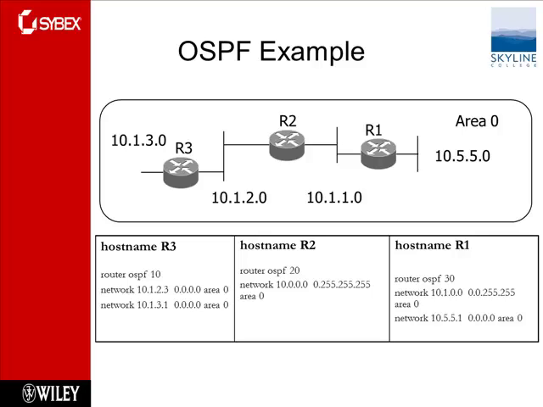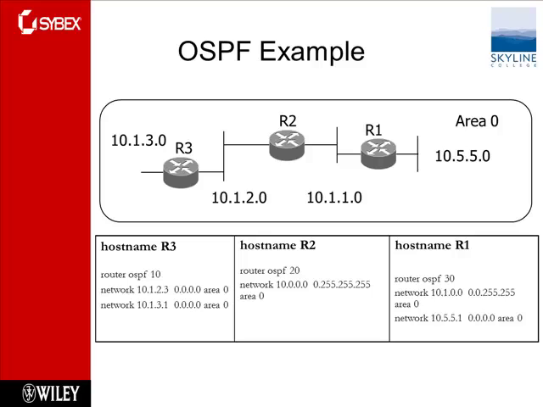Network 10.1.2.3 with a 0.0.0.0 wildcard mask tells it to advertise that specific interface. And it's going to advertise it into area 0, which means it's only going to advertise that network, not the entire network. 10.1.3.1, 0.0.0.0 on area 1. So it's going to advertise both of these networks in OSPF area 0.